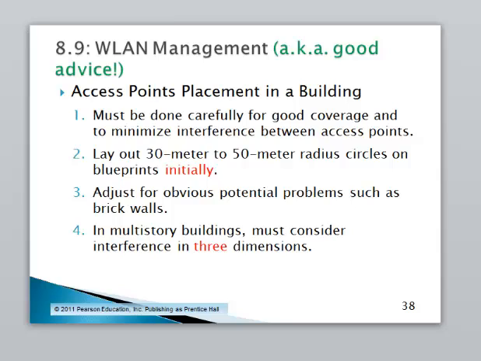So the first step is figuring out where all these access points are going to go. And the book has a good list of rules of thumb. There are no rules, only rules of thumb when it comes to where to put your access points. You have to make sure there's good coverage with minimal interference, which you just figure out through trial and error, basically. A 30 meter to 50 meter radius is a good rule of thumb to start with in terms of how far apart they need to be.